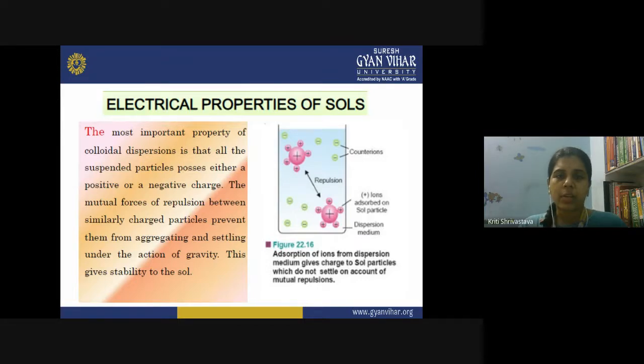Electrical properties of a sol are basically due to the presence of charge on the particle surface in a colloidal solution. As you can see here, this is the colloidal solution, and the particles can have either a positive charge or a negative charge on their surface. The example is the ferric hydroxide sol. In the case of the ferric hydroxide sol, what happens? On the molecule of ferric hydroxide, Fe3+ ions get adsorbed, and therefore a positive charge is present on the surface of the colloid.